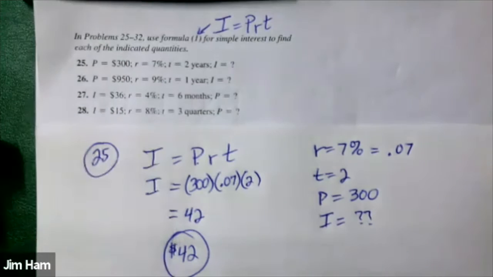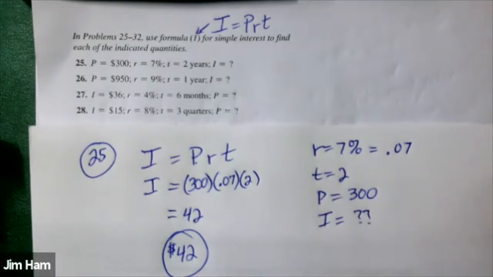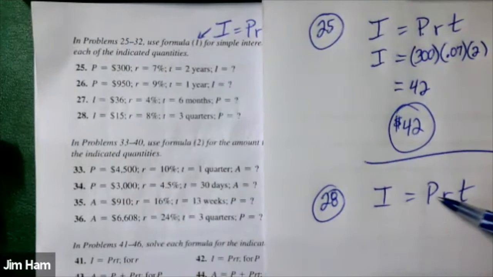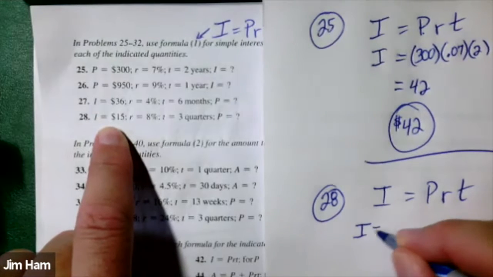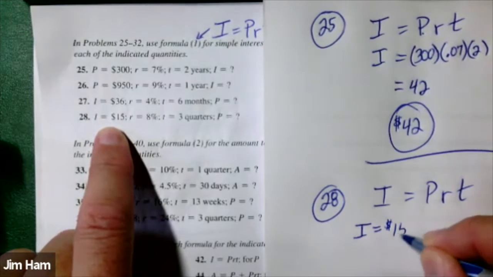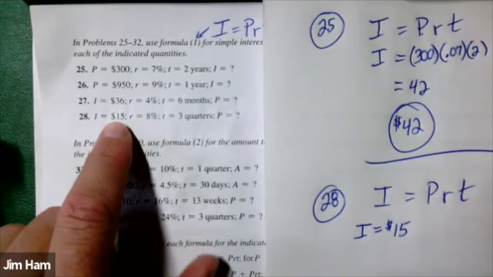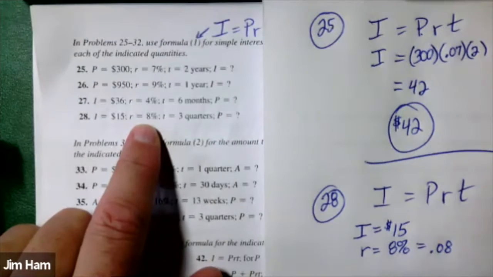All right, let me show you what you have to do if you have a problem like number 28. Again, the stem of the problem says to use this formula: interest equals principal times rate times time. Now in this one, they give you the interest amount. It's not the interest rate, it's the interest amount. So that's $15. There's no need to change that to some other format. The interest rate is 8%. We do convert that to a decimal.